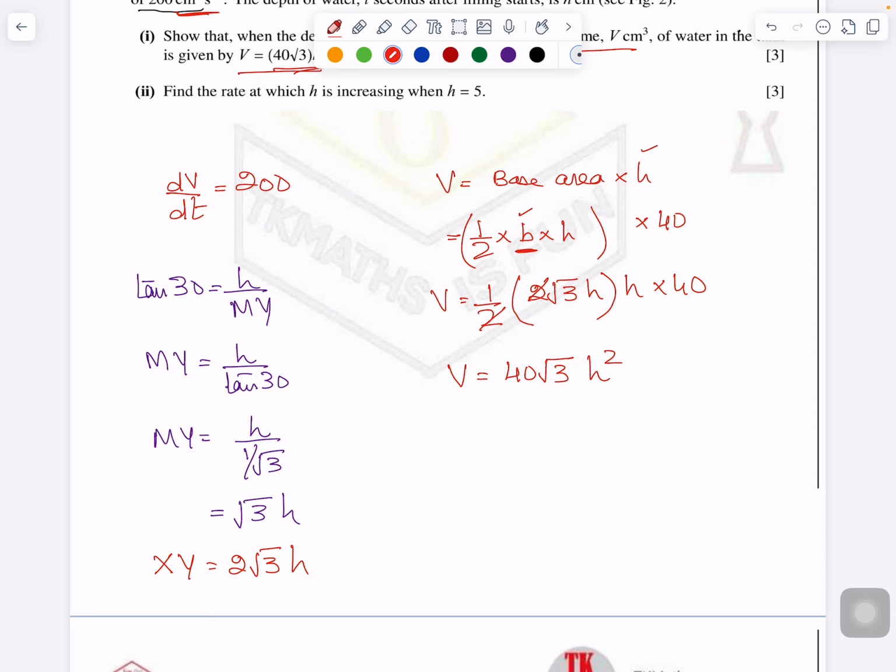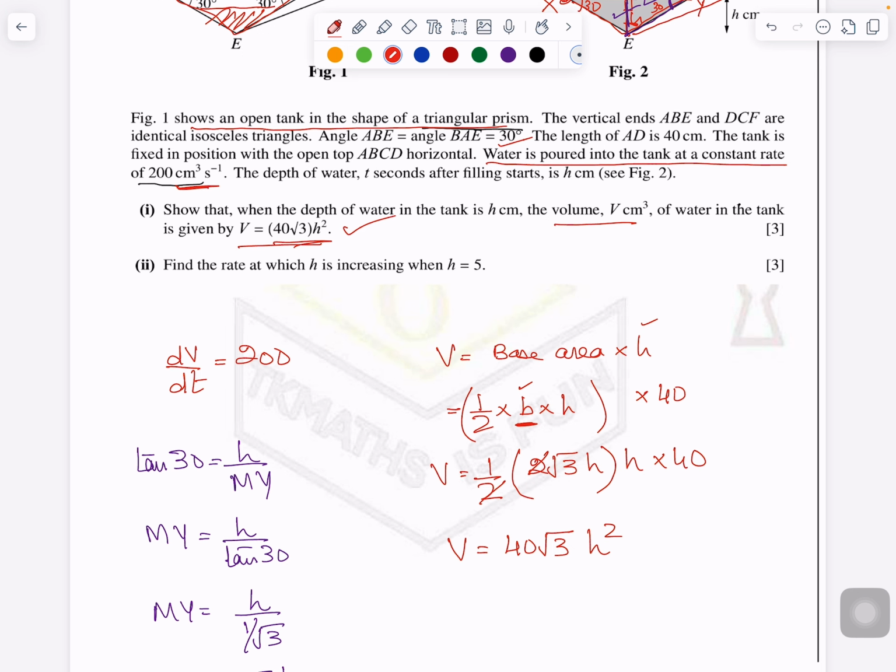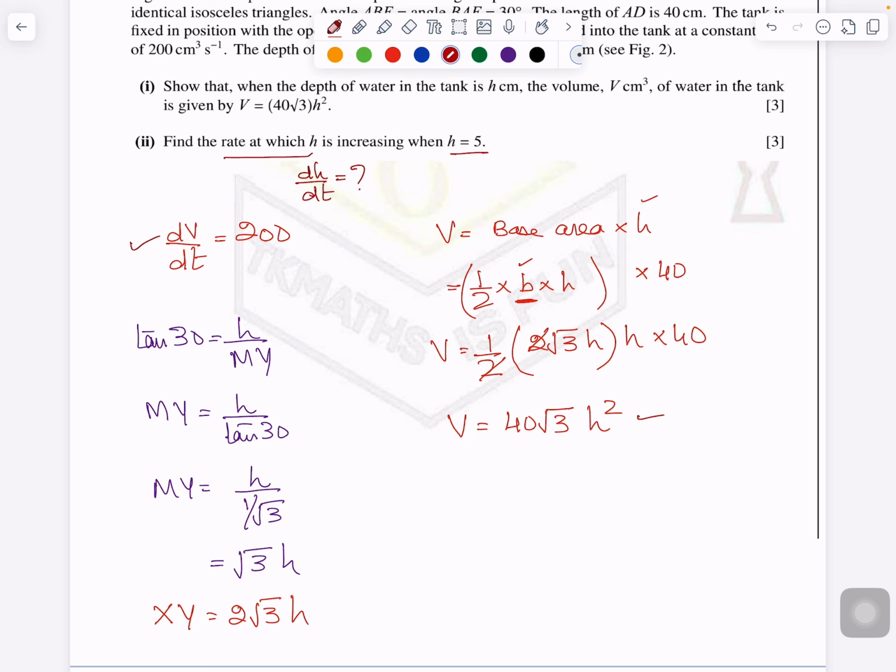And this is what we have to prove, if you notice here, right? So now we will see the last part. Last part is saying find the rate at which h is increasing. What is the meaning of this? dh over dt. This you have to find out at what instant? When h is 5. So now I have dV over dt. I don't know dh over dt, but I have to find it out. And from this formula, I can find out dV over dh. So let's make a chain rule.